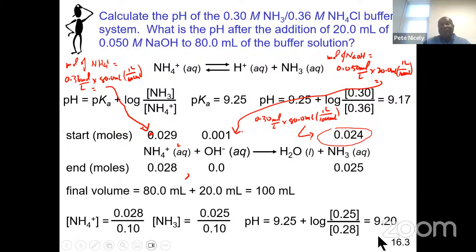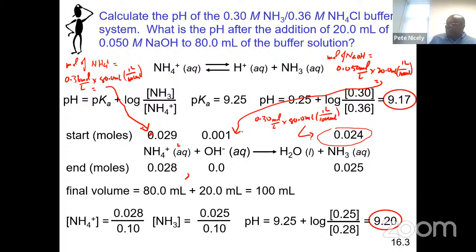And if you compare the two pH values, the one after adding the sodium hydroxide and the one before you add the sodium hydroxide, you'll notice that there's not much of a difference. The difference between those two values would be 0.03, right? And that basically demonstrates how a buffer works, all right?